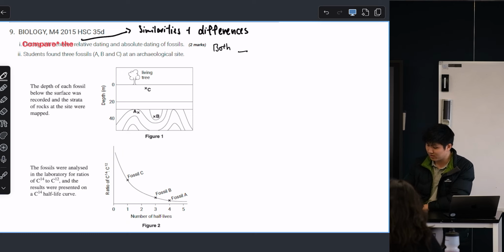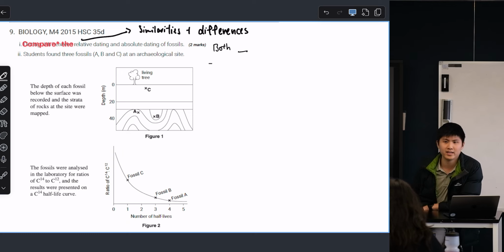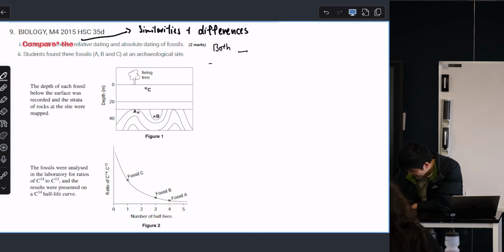So let's find something that they both do, right? What's something that both relative dating and absolute dating achieves? Yes, right? Yeah. So they're both used to estimate the age of fossils.